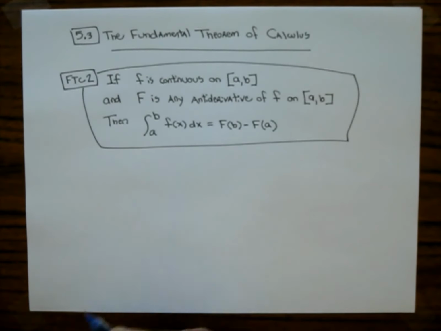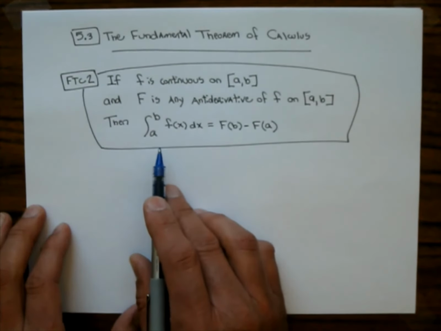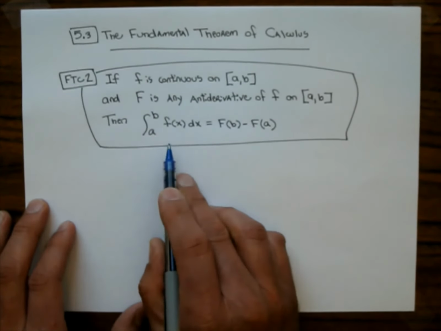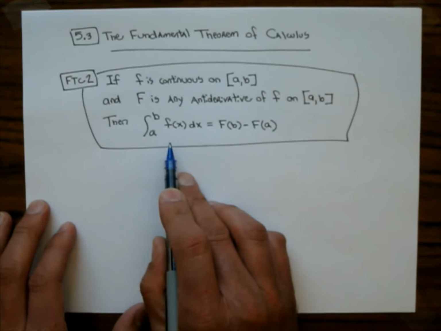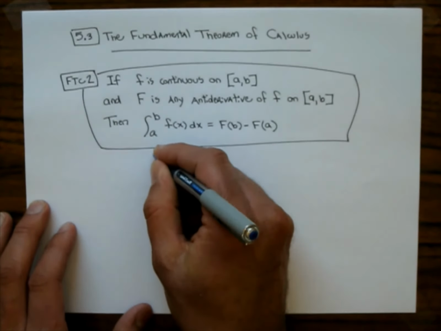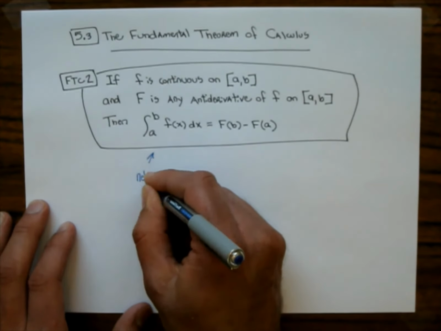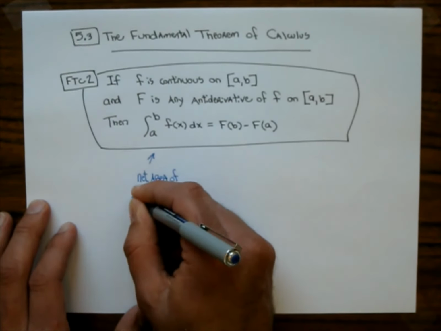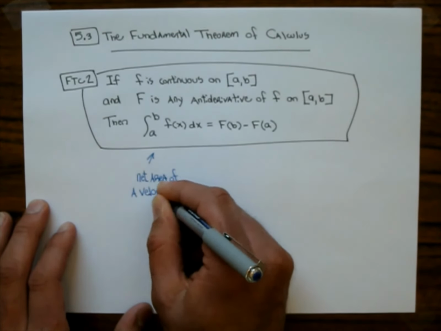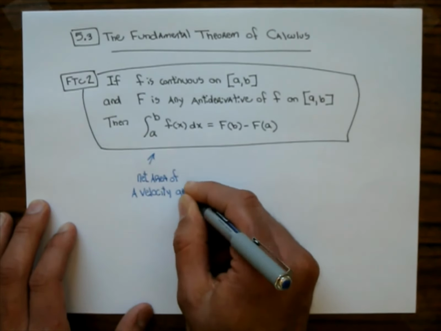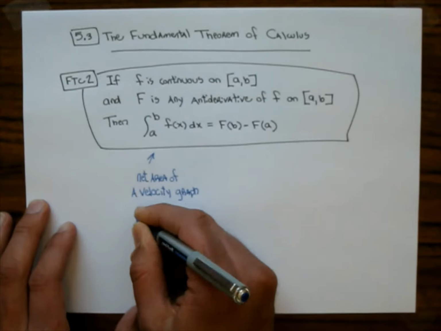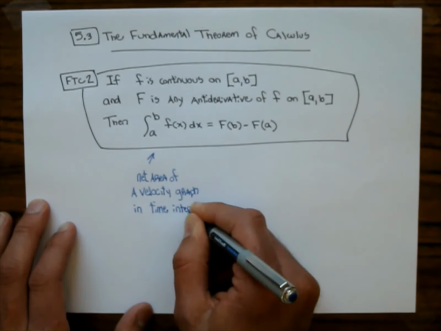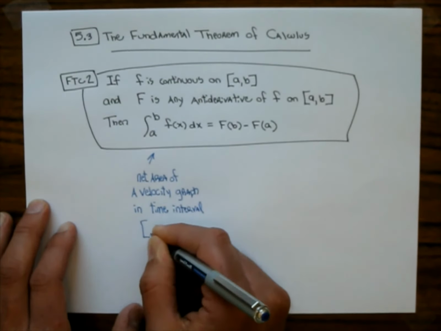So what does this say? All this says is, remember what this is right here. This is the net area of the velocity graph in a time interval. Let me just write that down. So this right here is the net area of a velocity graph in time interval AB.